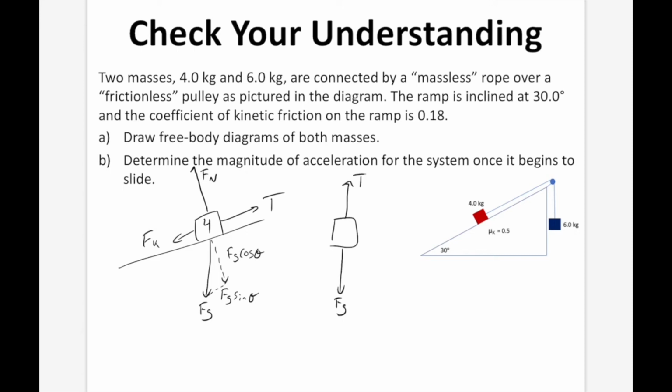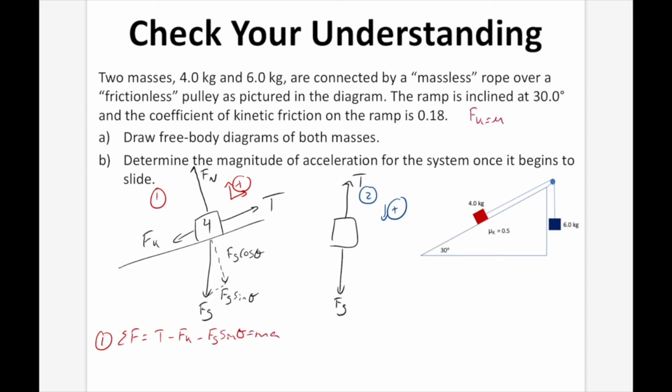Now determine the magnitude of the acceleration of the system once it begins to slide. So we're going to call this equation 1, and we're going to say that right and up are positive. And we're going to call this one equation 2, and we're going to say that down is positive. So for equation 1, we're going to say the sum of the forces is going to equal tension minus Fk minus Fg sine theta equals Ma. We need to figure out Fk. So let's do that right here.